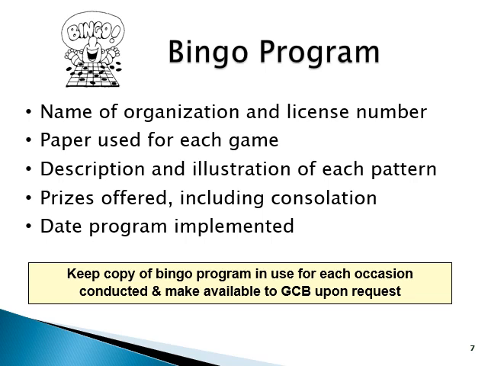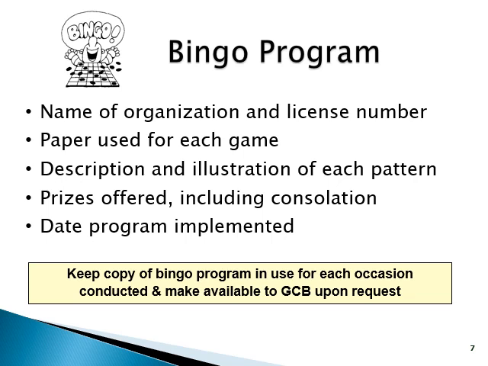And the reason that's important is because different places have different ways to make an L, or a small x or big X, or things like that. So you want to have a description and an illustration of each pattern on your program. Then you'll list the prizes offered for each game, including the consolation prize, and then the date the program was implemented. And you'll have to keep a copy of your bingo program that was in use for each bingo occasion conducted, and make it available to the Gambling Control Board upon request.